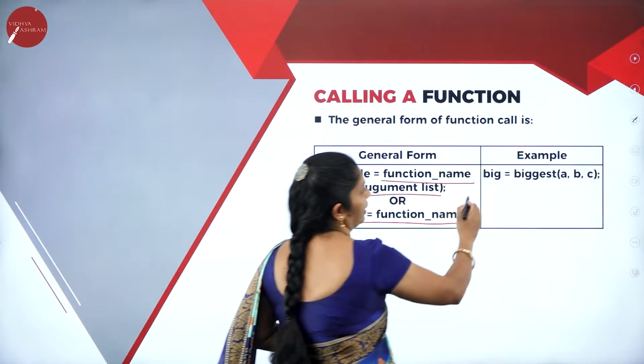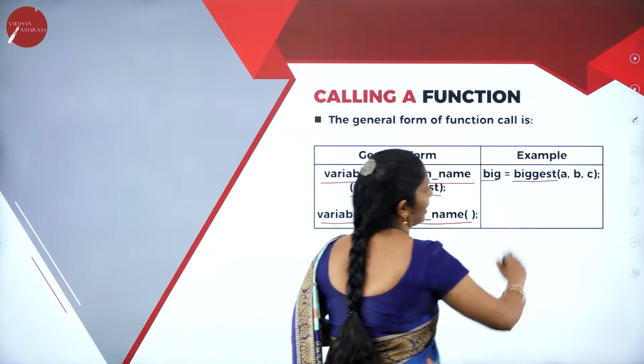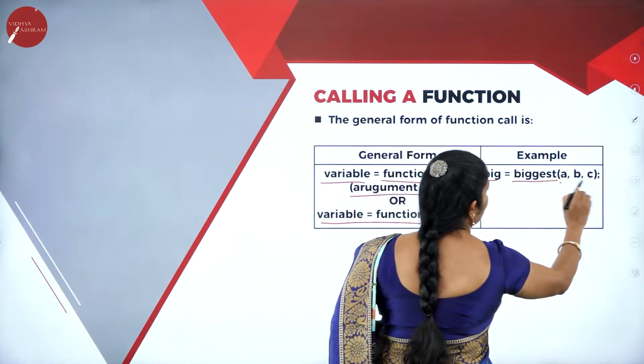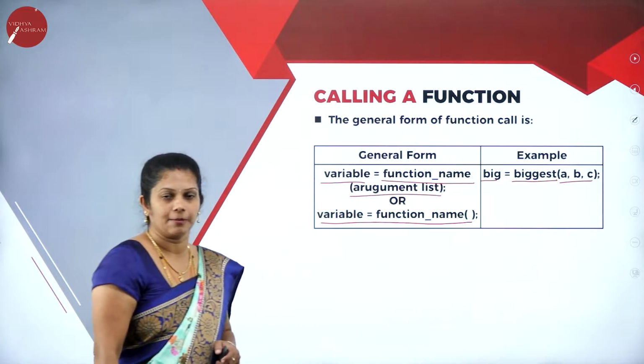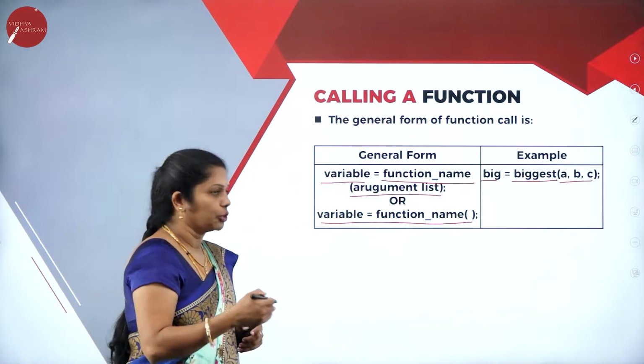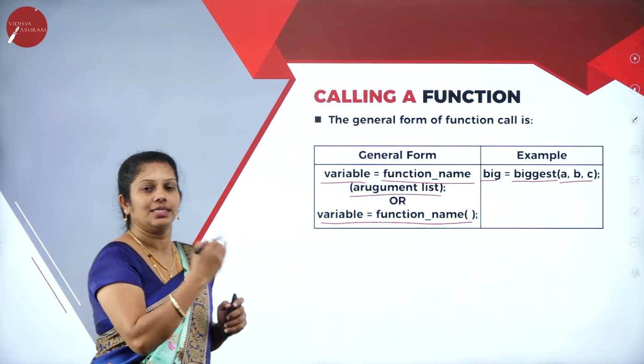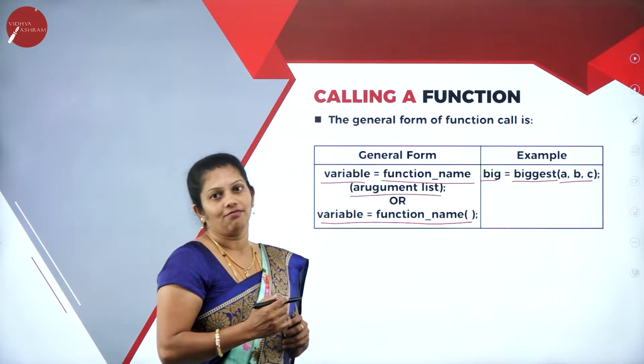For example, big equals biggest. Here biggest is the function, and here three argument values are there: A, B, C. Like this, we can call the function here. This is the general pattern, the syntax to call the subfunction.